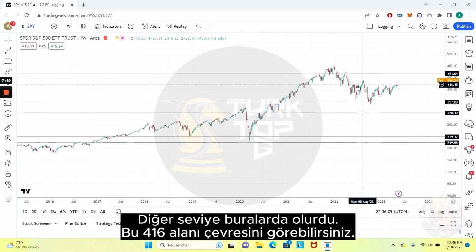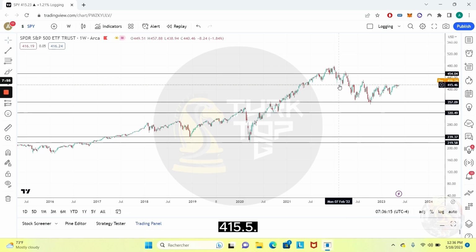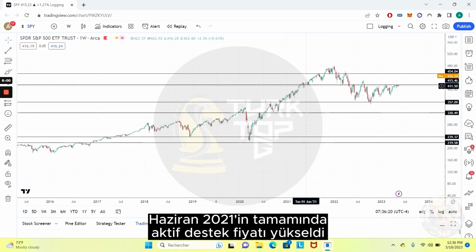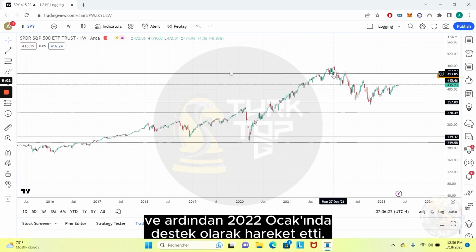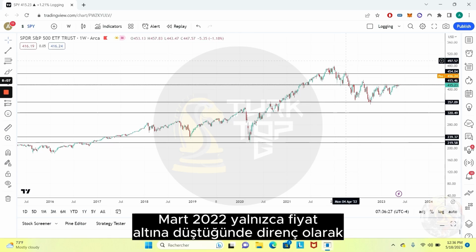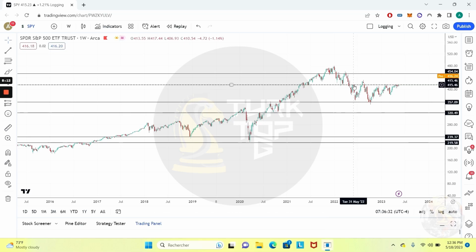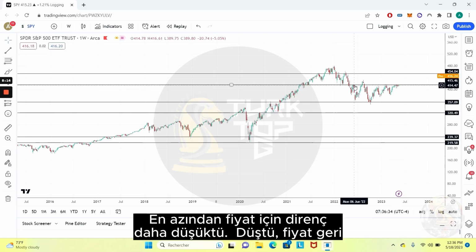Another level would be around here. You can see around this 416 area, 415.5, acted as support all of June 2021. Price went higher. Then it came back and acted as support in January of 2022 and March of 2022. Only when price broke below it, then it acted as resistance. And once it acted as resistance, the path of least resistance for price was lower.